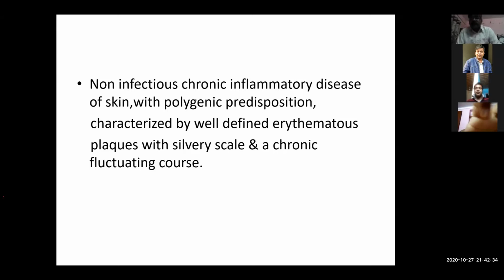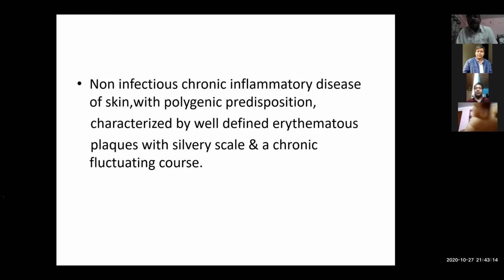It's a non-infectious, chronic inflammatory disease of skin with a polygenic predisposition. And what is it characterized by? Well-defined, look into it, well-defined erythematous, that is red, plaques. Plaques are larger papules, larger in size, with silvery scale, as very effectively summarized by the famous writer John Updike. Silvery, or also called micaceous scales, and a chronic fluctuating course. We call it a mica-like scale, right? And this is a chronic disease. It will stay, it will not leave you as such, right?